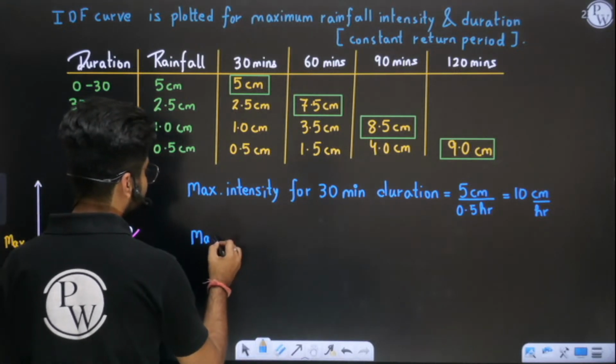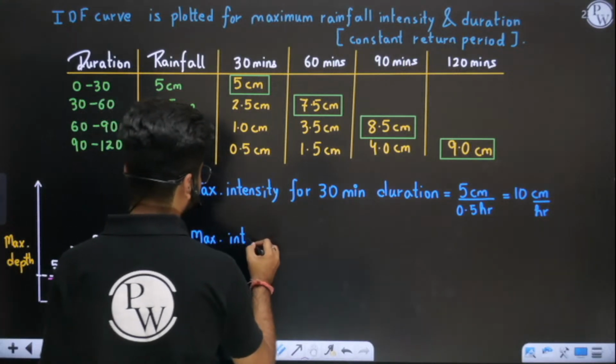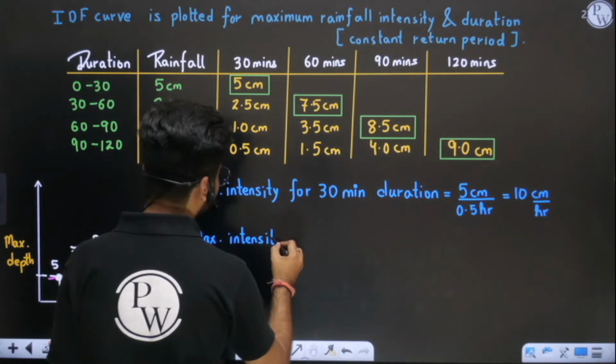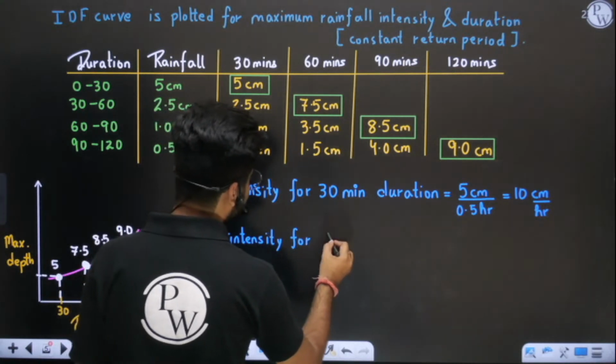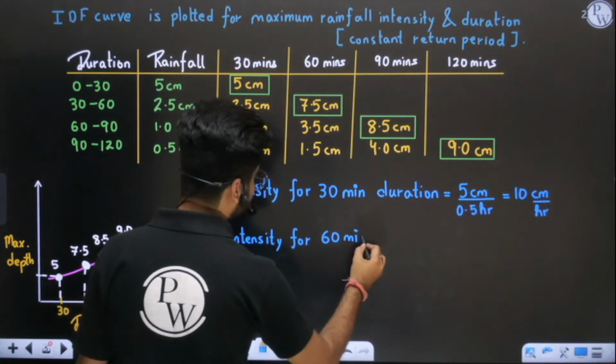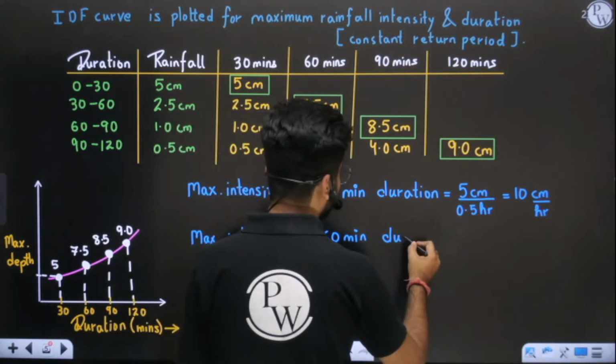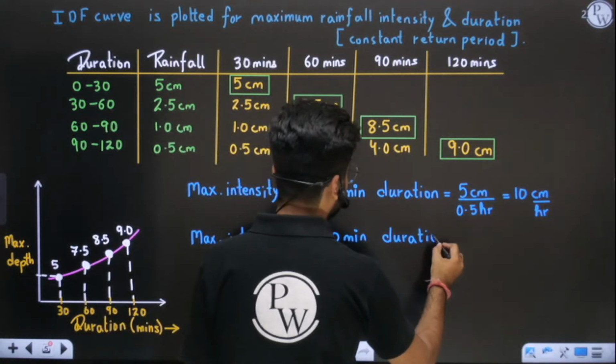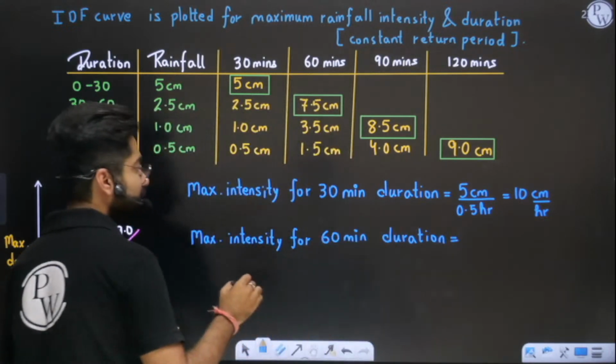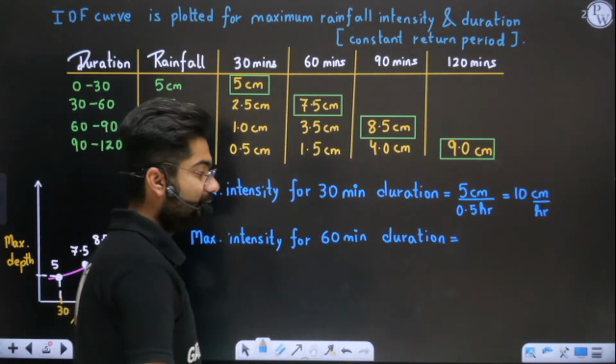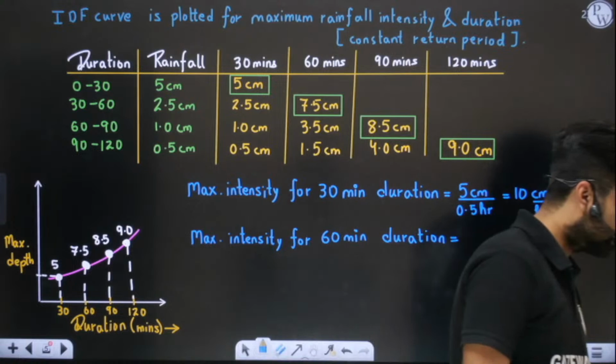Now, maximum intensity. Tell me what the maximum intensity will be for 60-minute duration. Can you tell me the answer? Find it. Tell me the intensity for 60-minute duration.